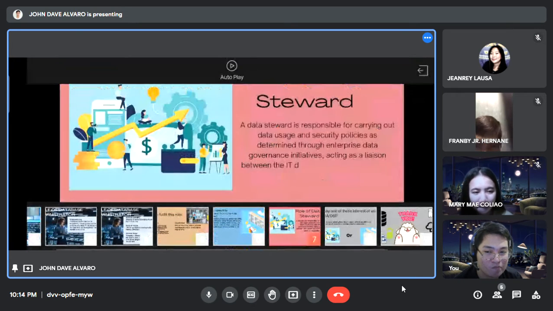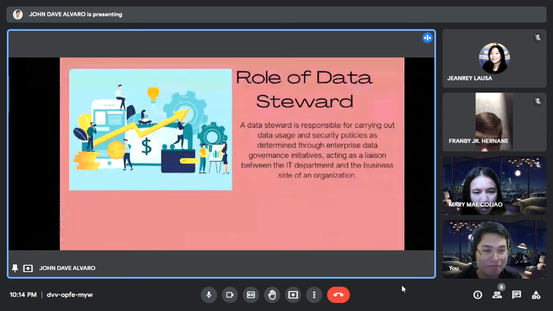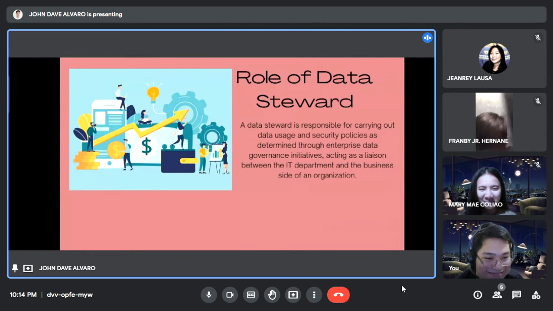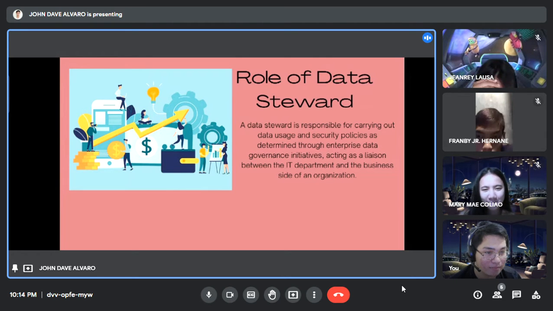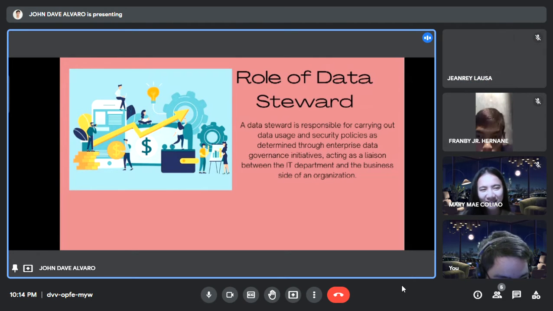So, the role of data steward. A data steward is responsible for carrying out data usage and security policies as determined through enterprise data governance initiatives, acting as a liaison between the IT department and the business side of an organization. So is any one of these of interest to you?